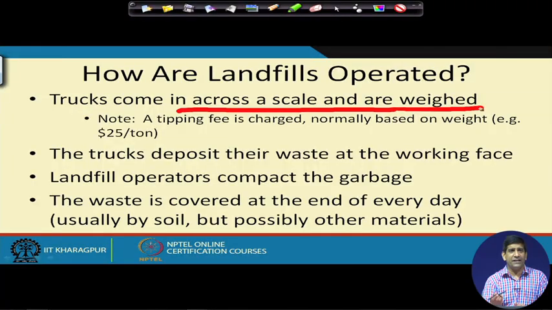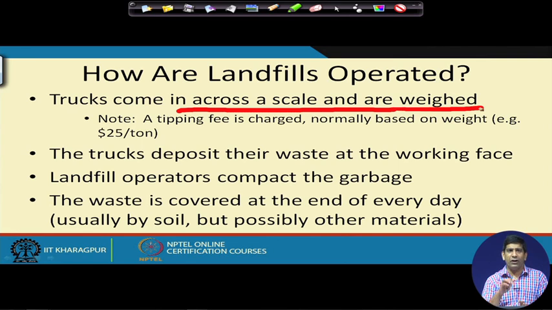So what is left now? And then when it comes out, again it is weighed. Now it's the empty truck. So the first weight, which was the weight of the truck plus the garbage, minus the weight of the empty truck, gives you the weight of the garbage. That's how you know how much garbage got disposed into the landfill on that particular day, and based on that you pay the tipping fee and other fees that you charge. So then the tipping fee is charged.